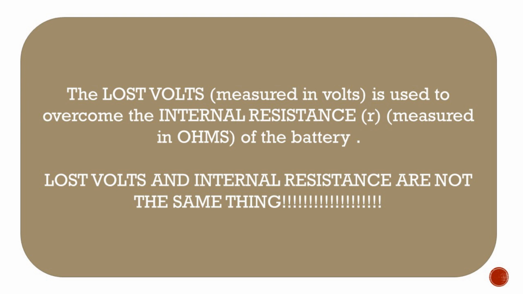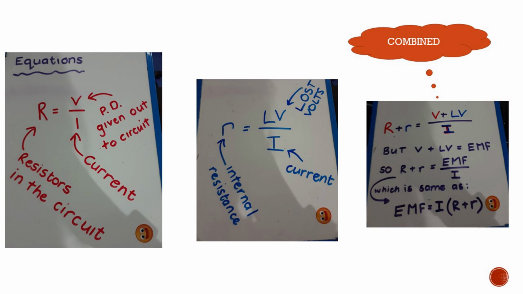So if we look at the equations, the first straightforward equation that we know, R is equal to V over I. The big R is the resistors in the circuit, the V is the potential difference given out to the circuit, and the I is the current. If we look at the internal resistance, that's the little r, and it's equal to the lost volts divided by the current. Now, if we combine those two equations, so the big R plus the little r, the V plus the lost volts, we get the EMF.